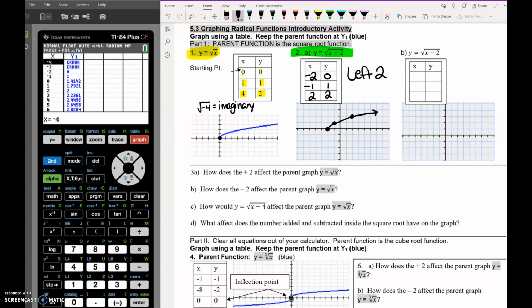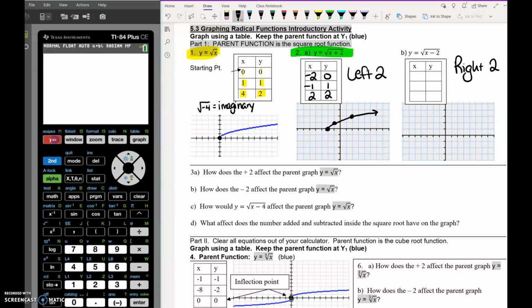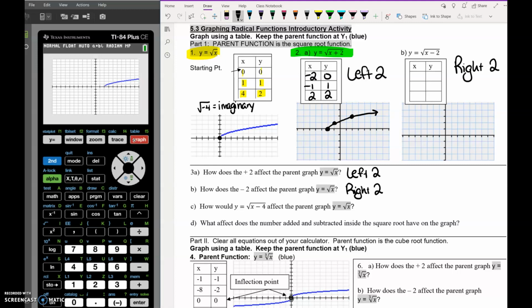So what you might notice is, just like every other time that we have graphed functions, if you are adding or subtracting something inside the radical with the x, inside the parentheses, inside the bars with x, it does the opposite of what you would expect. So -2 in part B is going to move this graph right 2. And there's the graph moved right 2. So how does the +2 affect the graph? It moves the graph left 2. How does the -2 affect it? It moves the graph right 2.